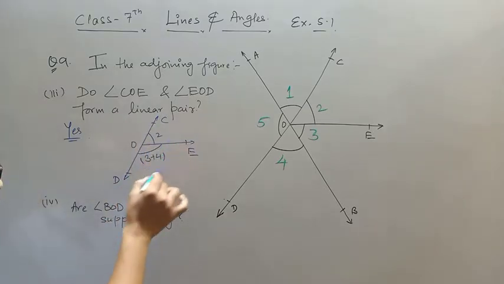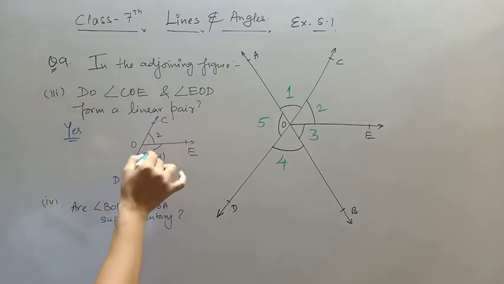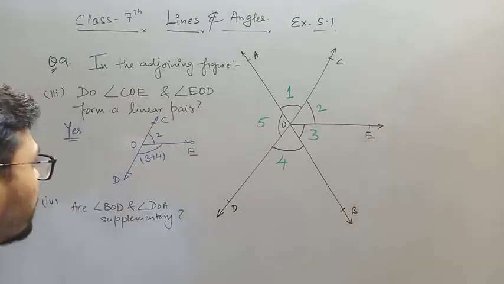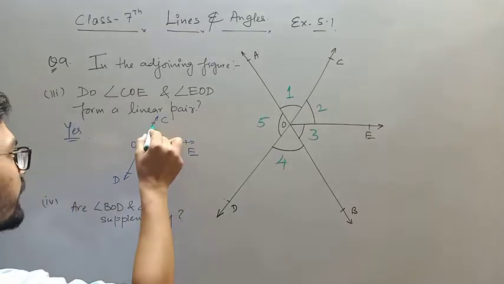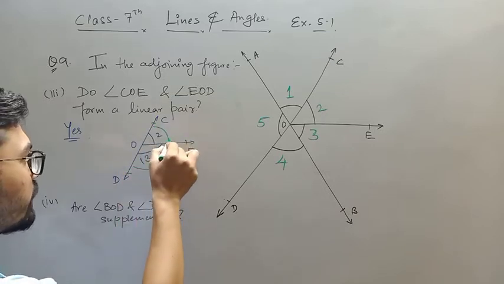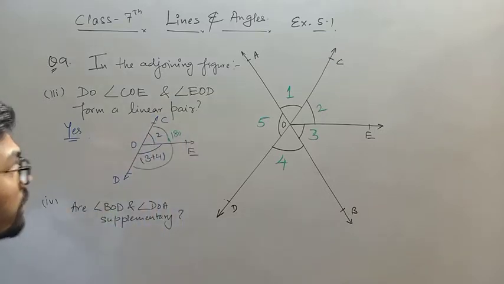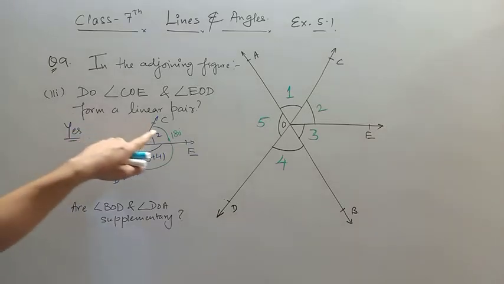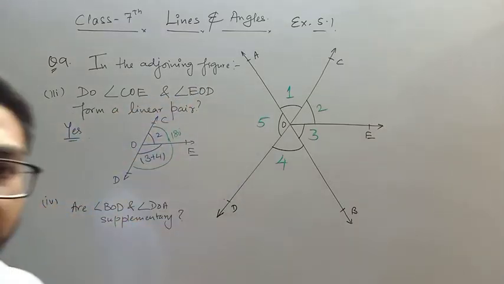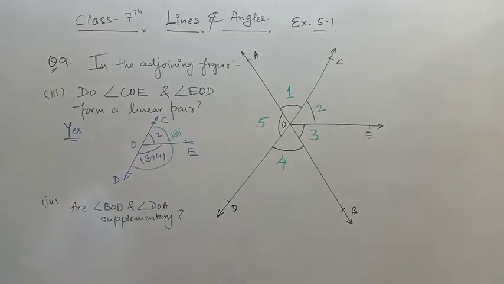This complete angle, that means angle 2 plus angle 3 plus angle 4, will give you 180 degrees, right? Yes or no? This complete angle will give you 180 degrees. So the pair of COE and EOD forms a linear pair. Yes, the answer is yes.